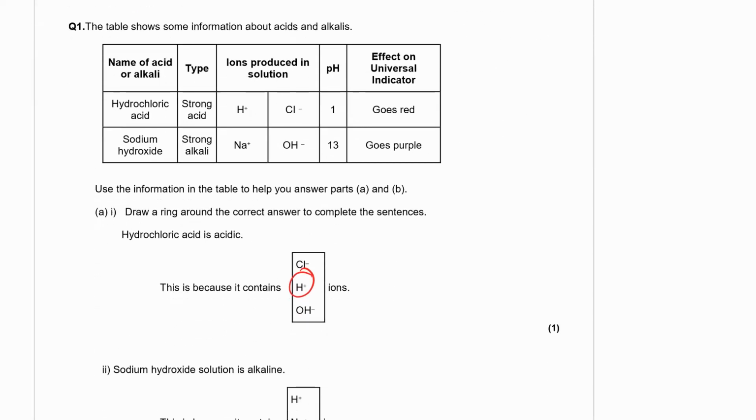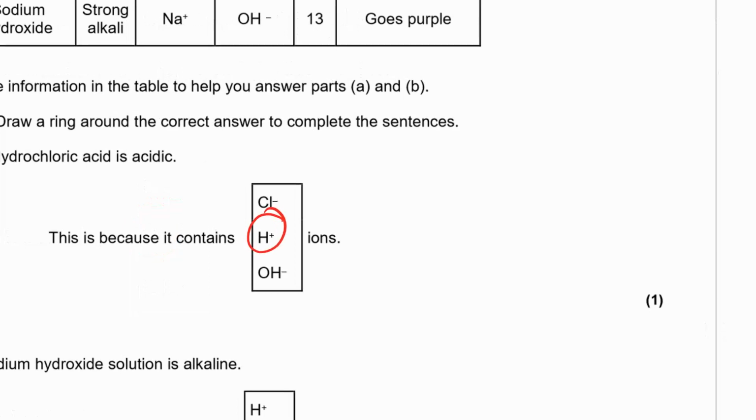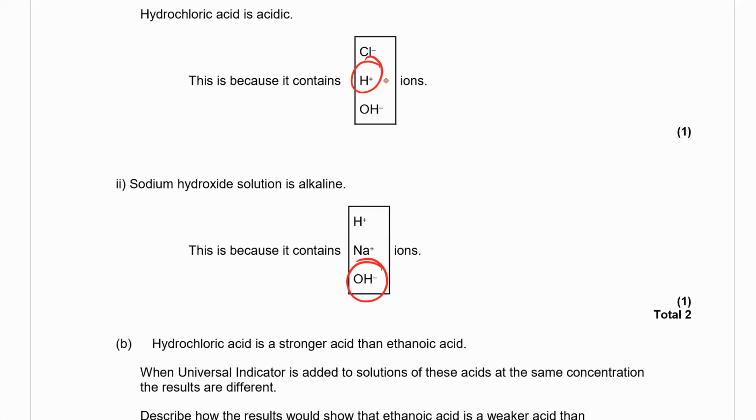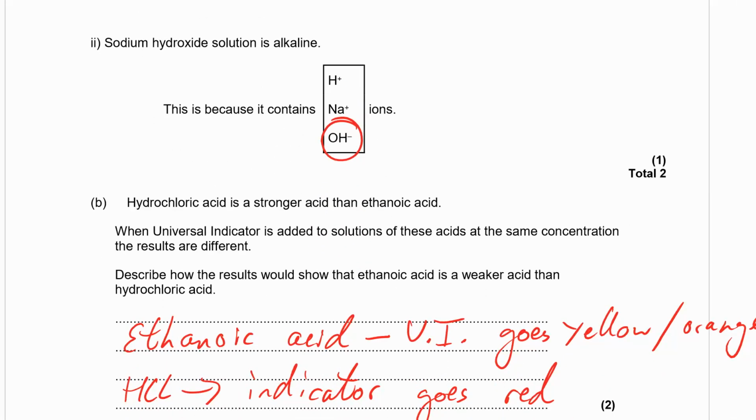So the first question, draw a ring round the correct answer to complete the sentences. Hydrochloric acid is acidic because it releases H+ ions. And sodium hydroxide is alkaline because it releases OH- ions. Each of those is worth 1 mark.